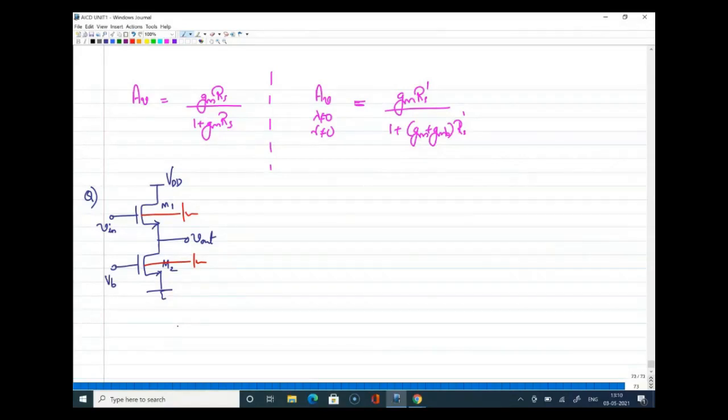But now you can see that at the source you have a load connected, right? So in such cases you cannot add GMB directly. That is why I have derived the expression first and then later made a comparison. Yeah, thank you Akash for asking that.